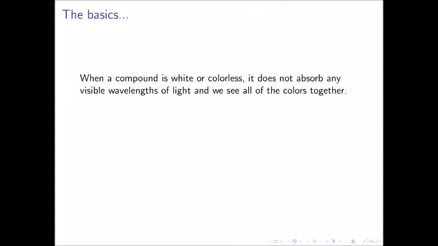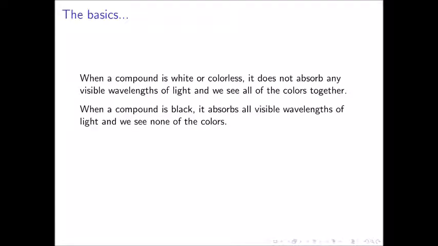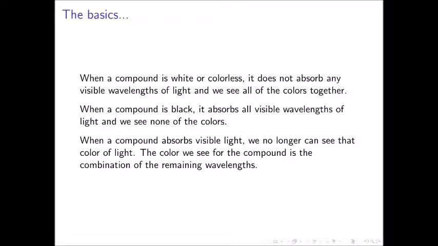The color that we see for a compound is determined by what wavelengths of light are absorbed by the compound. When a compound is white or colorless, it does not absorb any visible wavelengths of light, and we therefore see all of the wavelengths and all of the colors together. When a compound is black, it absorbs all visible wavelengths of light, and therefore we see none of the colors. When a compound absorbs only a fraction of the visible light, we no longer can see that color of light. The color we do see for the compound is the combination of the remaining wavelengths that are transmitted.